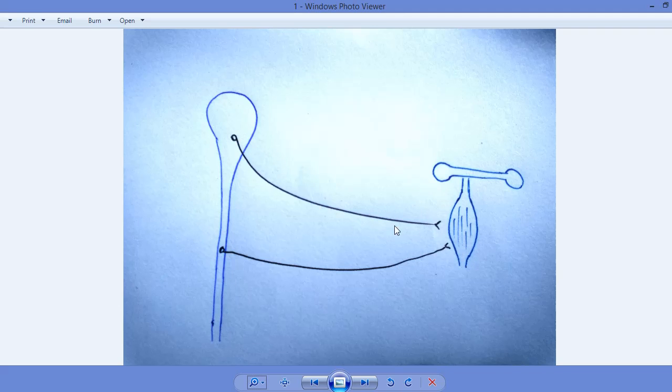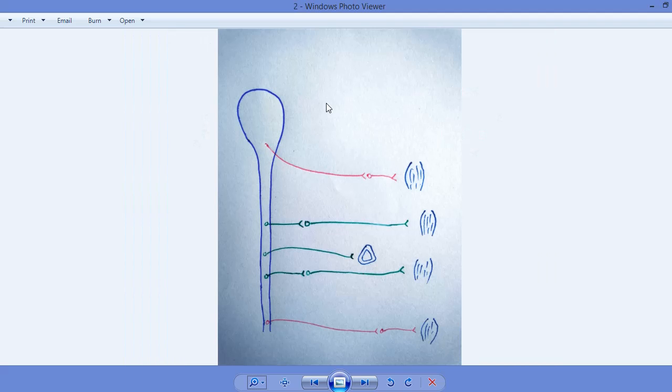This was the somatic nervous system, and it controls all the skeletal muscle. And you should know that all the skeletal muscles are voluntary in function, which we can control according to our will. Okay, now the autonomic nervous system.